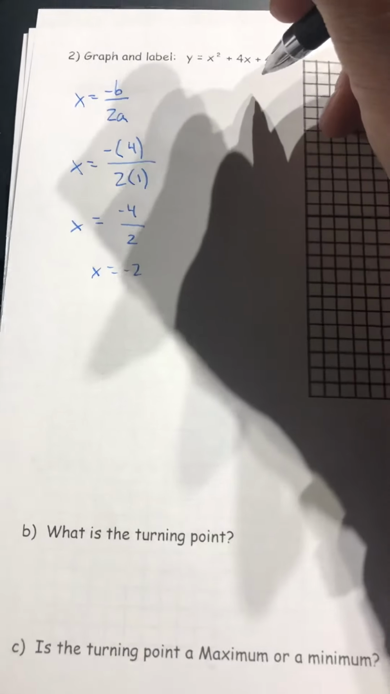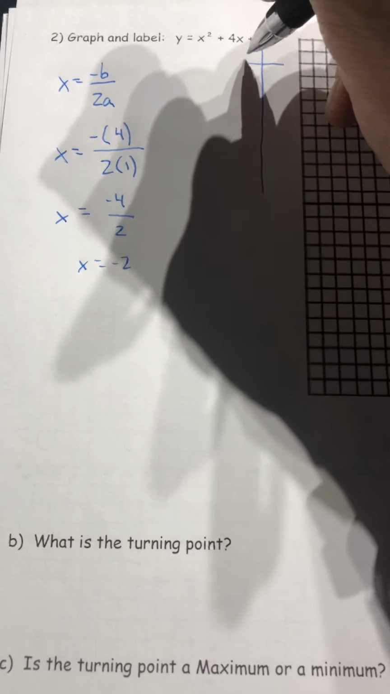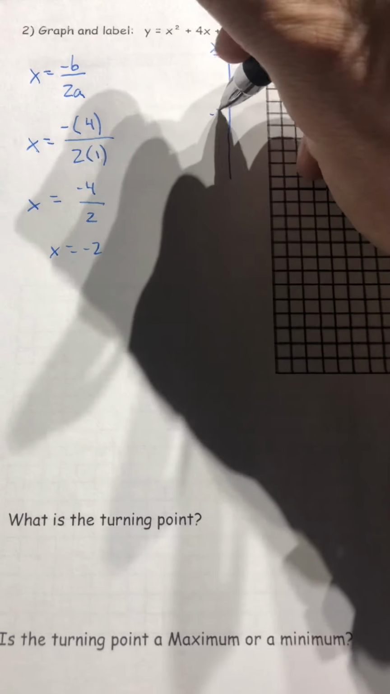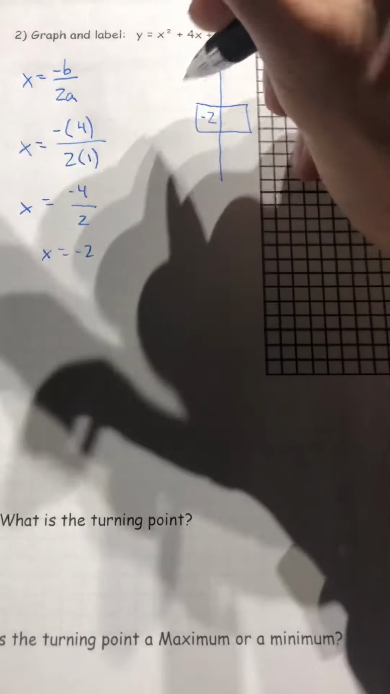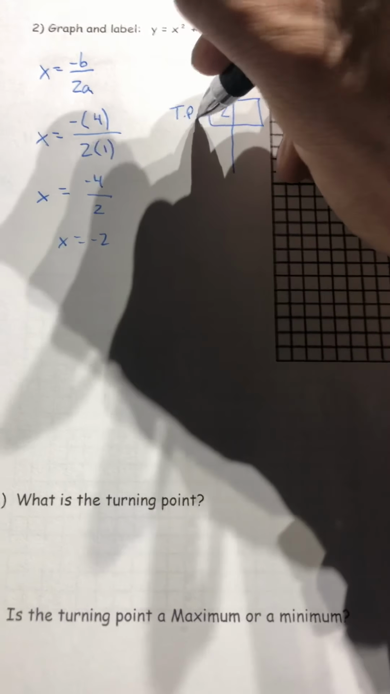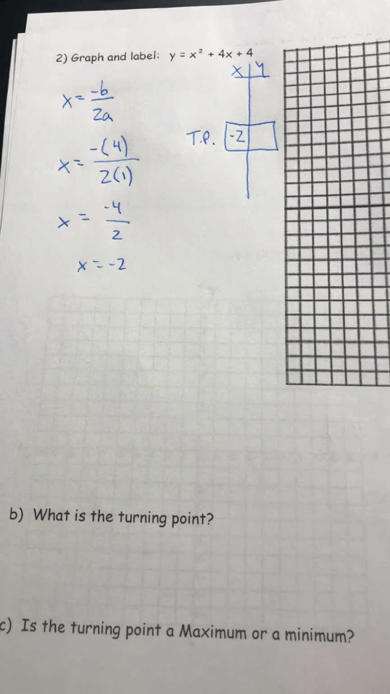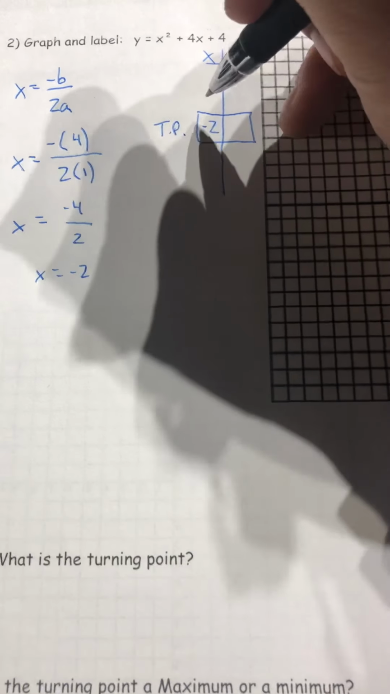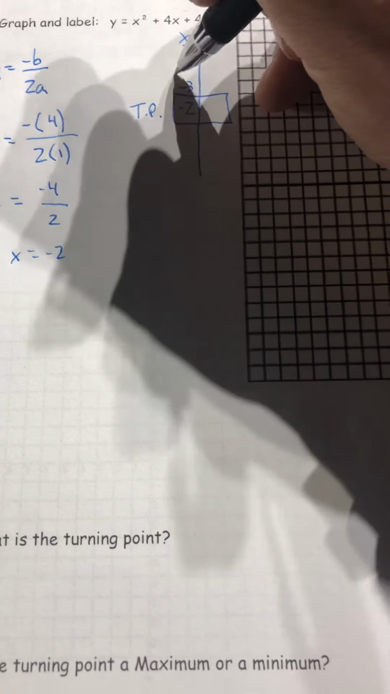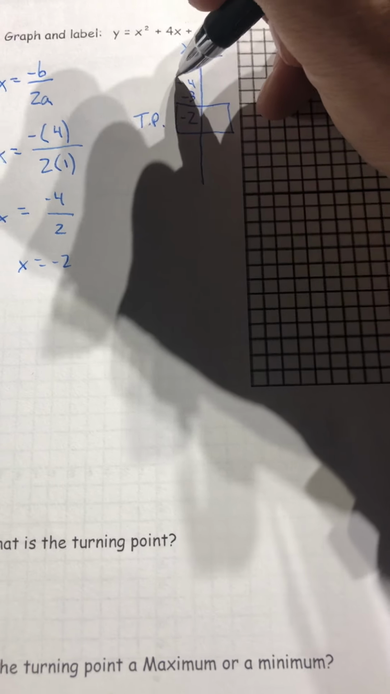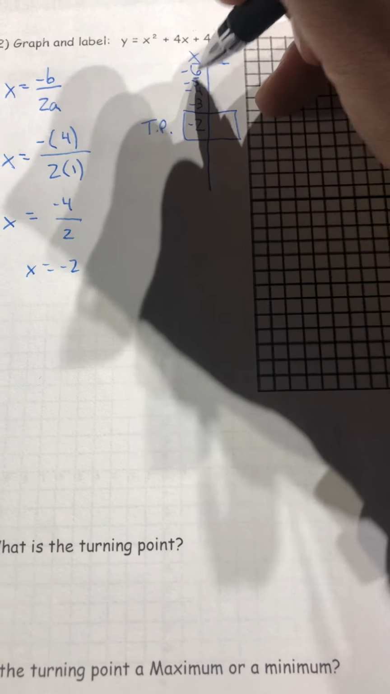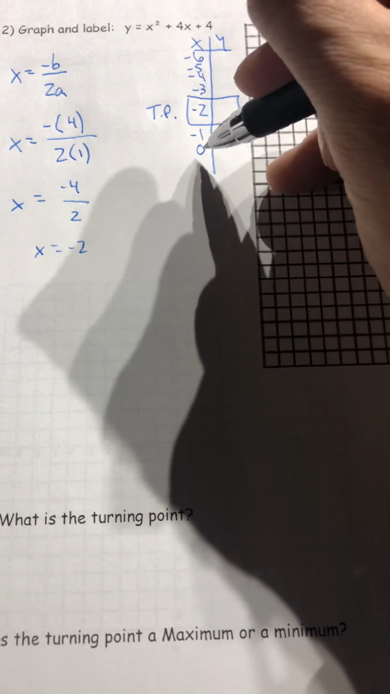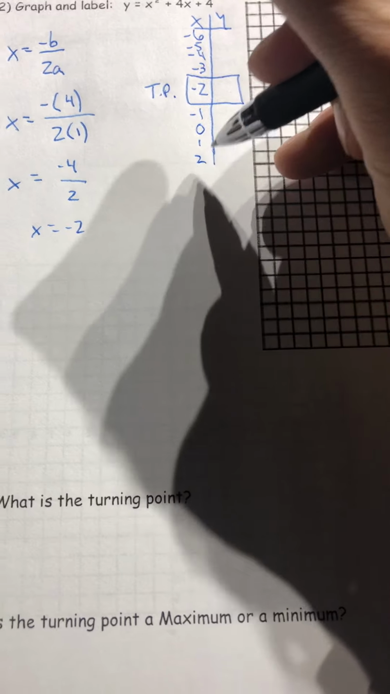I am going to set up my table that I'm going to use to graph with negative 2 in the middle. Now remember, in the middle, that's our turning point. That's where our maximum and minimum would be. So now I'm going to take 4 values that are less than negative 2, the first 4, so negative 3, negative 4, negative 5, negative 6, and the first values that are greater than negative 2: negative 1, 0, 1, and 2.